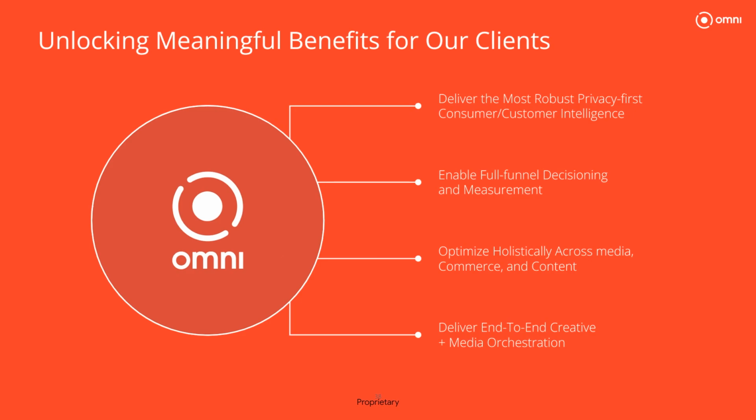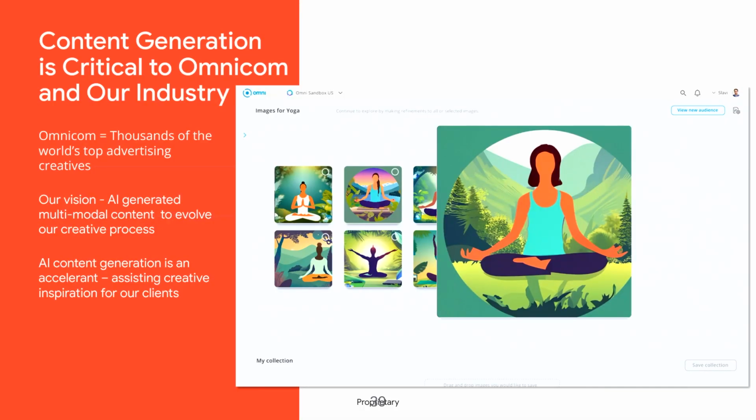And ultimately, none of this matters if we don't use these technologies to make an impact on our clients' business. So, content generation. There are thousands of top-level creative professionals at Omnicom. We have, as an industry, a conference in the south of France every year where we celebrate path-breaking creative work. So you can imagine that talking about generating content with artificial intelligence is a really, really big deal for us.